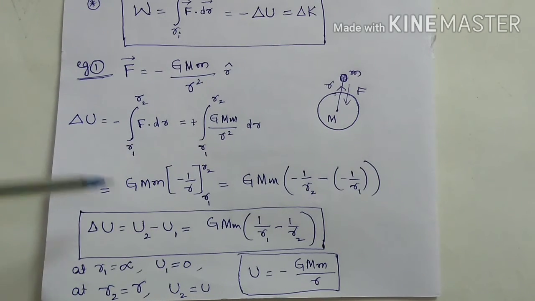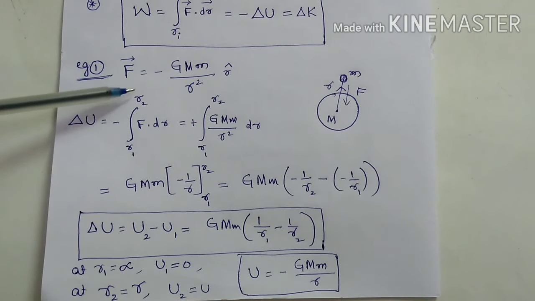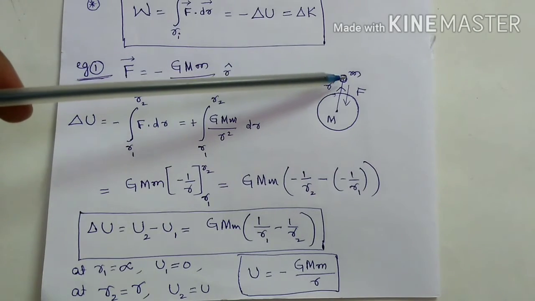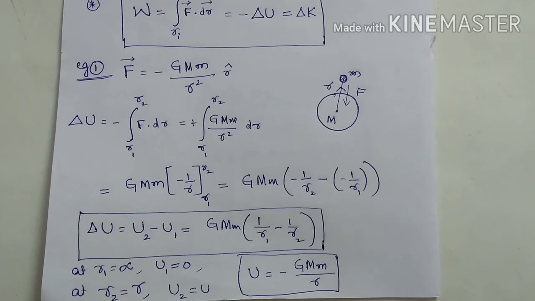Simple formula is given. Delta U equal to minus integration of F dot dr from initial position R1 to final position R2. Means this small m, you are changing the position from here to here or here to somewhere. What is the change in potential energy? We can calculate.